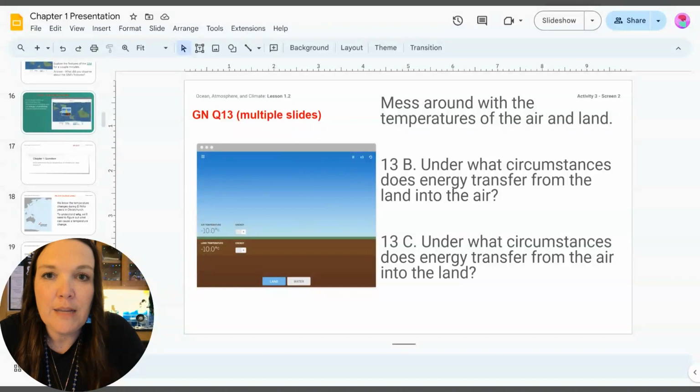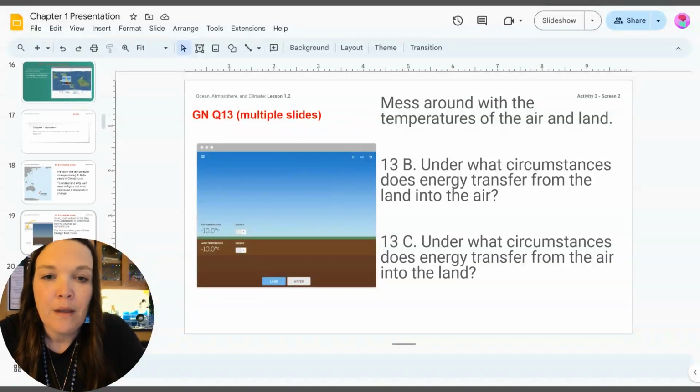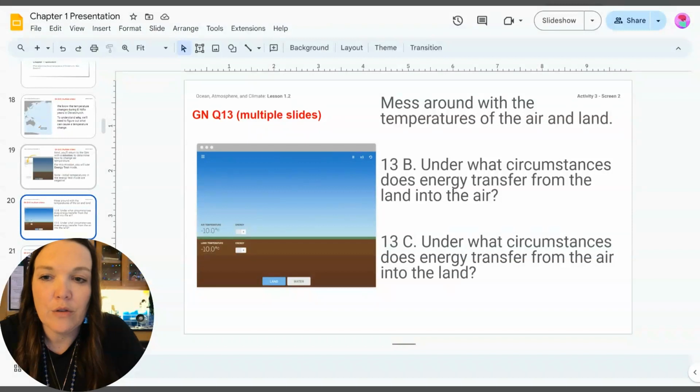Okay, 13B in your notes. Going back to looking at 13B, it already lists out your mission, and then you have your objective here. Under what circumstances will the energy transfer from the land into the air? And objective 2, under what circumstances will the energy transfer from the air into the land? Those are 13B and C, as you can see on my slide. Take a moment and answer those questions based on what you learn in the sim.